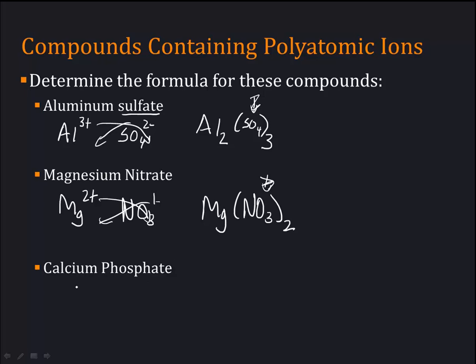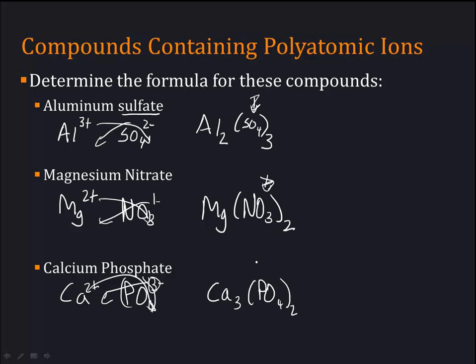And then calcium phosphate. Calcium is also an alkaline earth metal. It's also a 2 plus ion. Phosphate, PO4, is a 3 minus ion. So I'm going to need 3 calciums. Right, I'm going to cross that, and I'm going to need 2 phosphate groups. So (PO4)2.